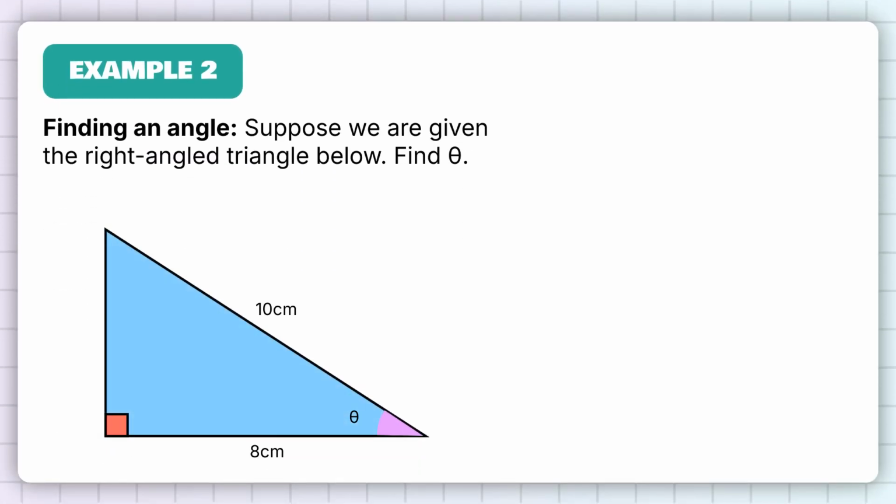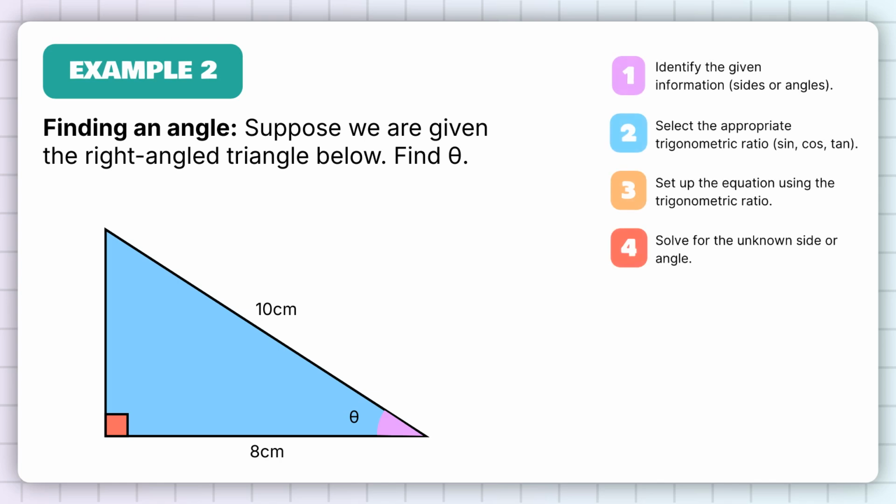In our next example, we will try to find a missing angle. Given this right-angled triangle with side lengths 10 and 8, we want to find the angle theta. First, identify the information we have. Note that 10 centimeters is the hypotenuse. The 8 centimeters side is next to theta. Hence, we have an adjacent side and a hypotenuse. Because of this, cos is the appropriate ratio to use.